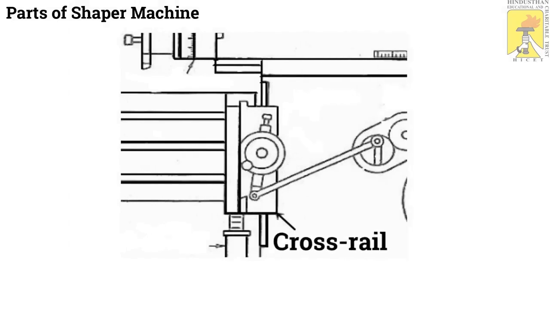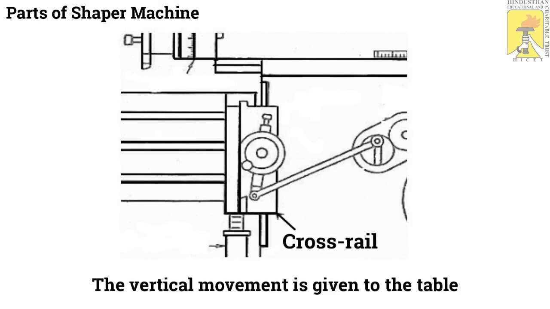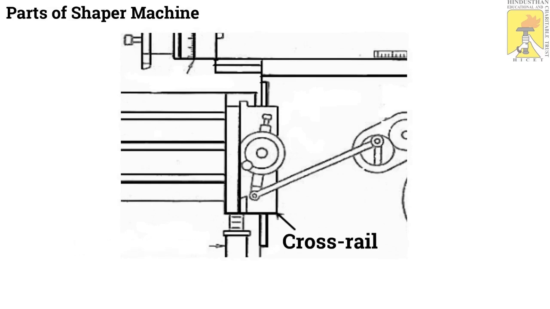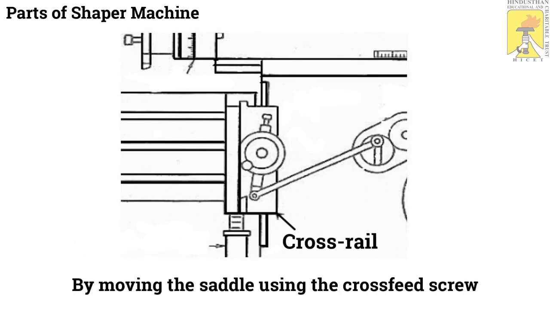Next is the cross rail. Vertical movement is given to the table by raising and lowering the cross rail using elevating screws. By moving the saddle using the cross feed screws, an automatic feed mechanism is obtained.